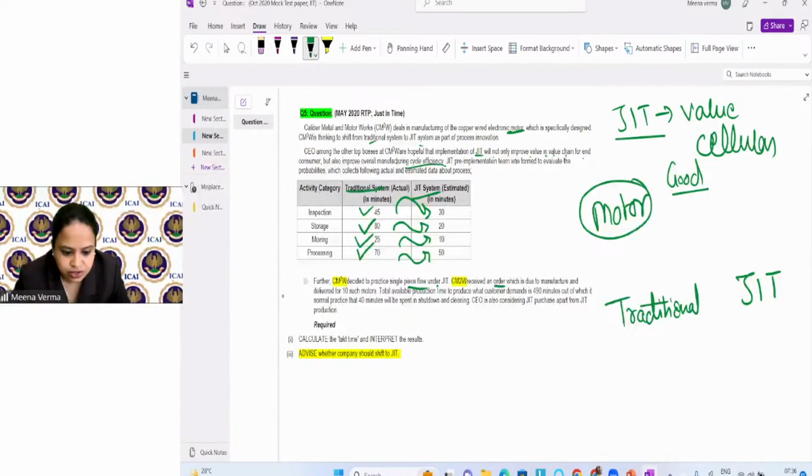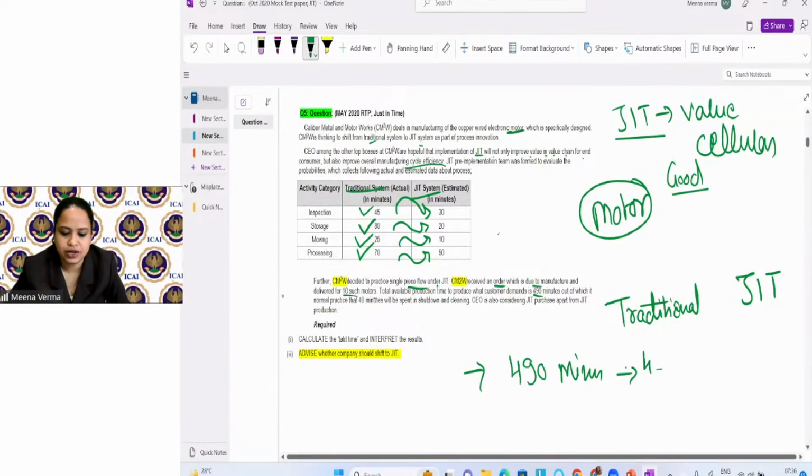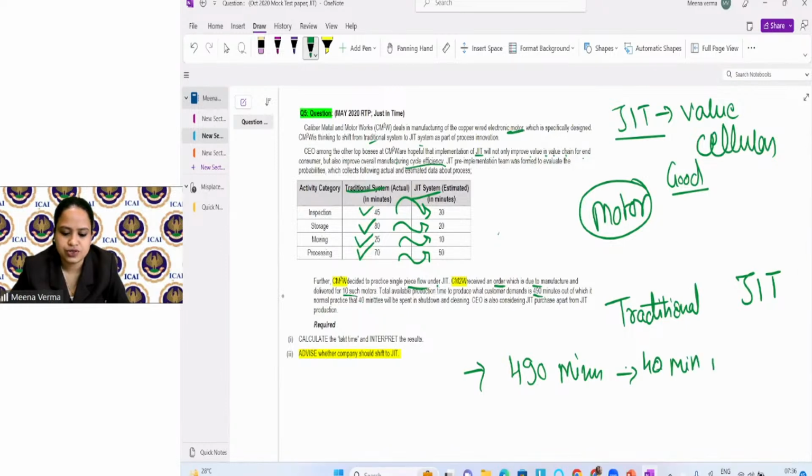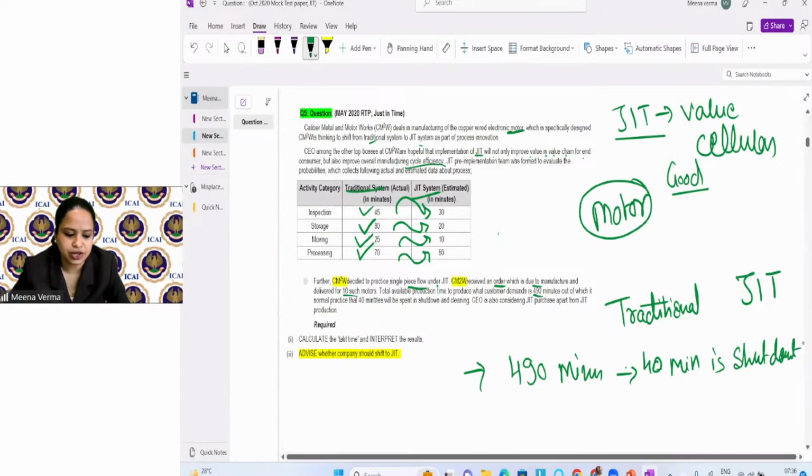The company received an order which is due for manufacture and delivery of 10 such motors. Total available production time to produce what consumer demand is 490 minutes. So total time is 490 minutes, out of which, as normal practice, 40 minutes will be spent on shutdown and cleaning. This is the shutdown time.